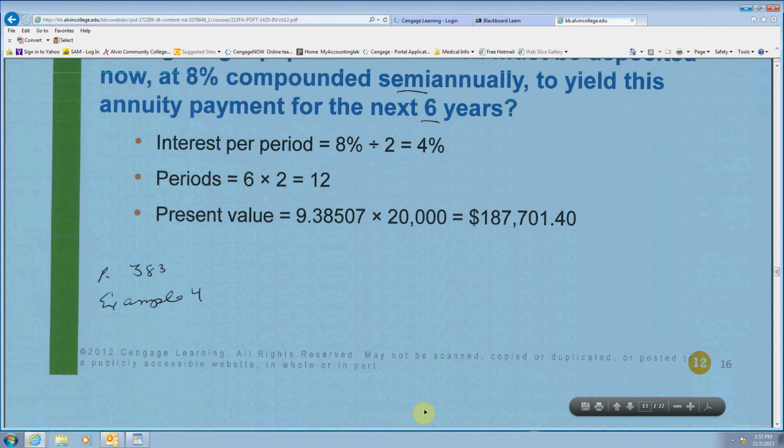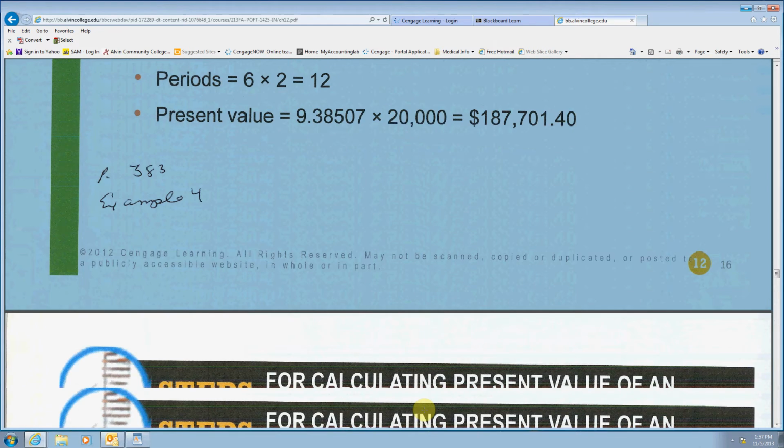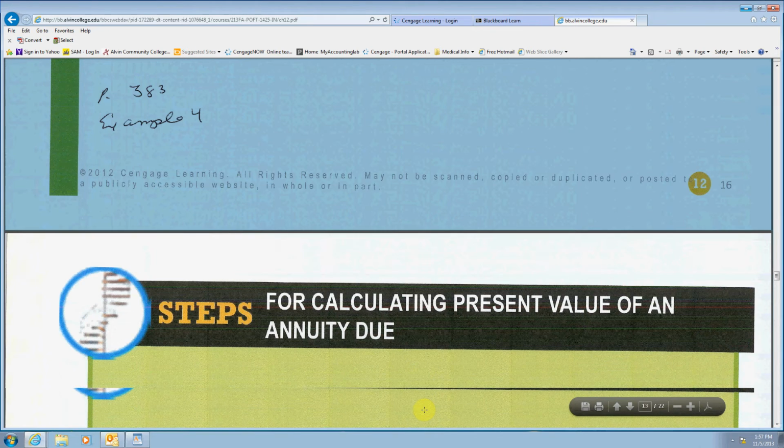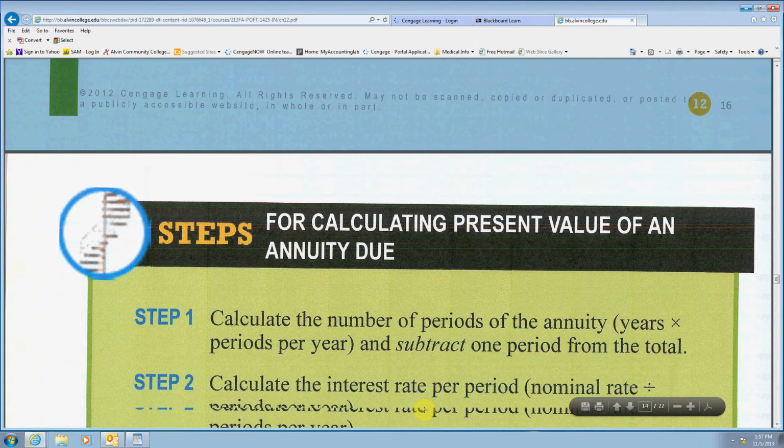Okay, next you can look at page 383 and example 4. You can pause this again and look at that example. We're going to look at figuring present value of an annuity due, when the payment's at the beginning of the period.